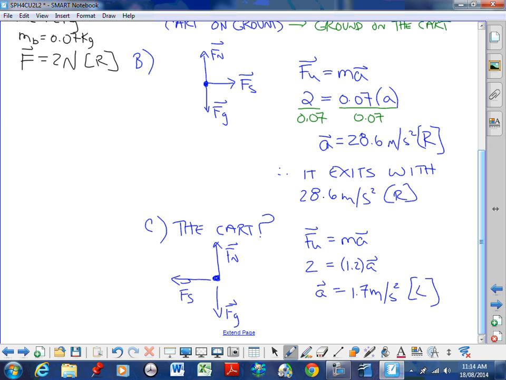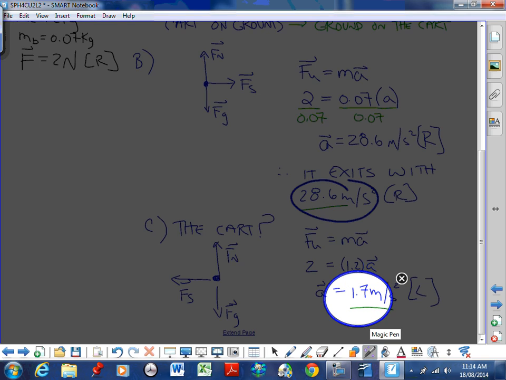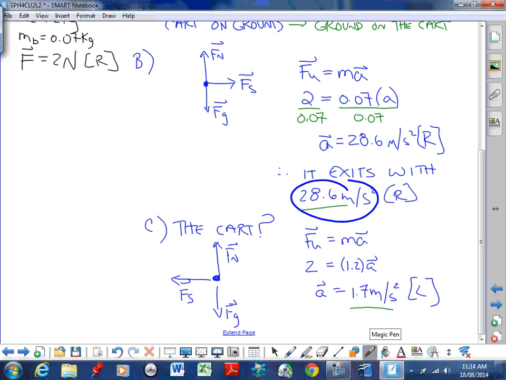Okay, so the cart is going to go backwards, and if you compare the two accelerations, that's due to the difference in mass. So it's like kickback. When you fire a rifle, the bullet exits with a high acceleration, but there's kickback from the rifle, and that's why you've got it up against your shoulder. That's what you're feeling, that's Newton's third law.